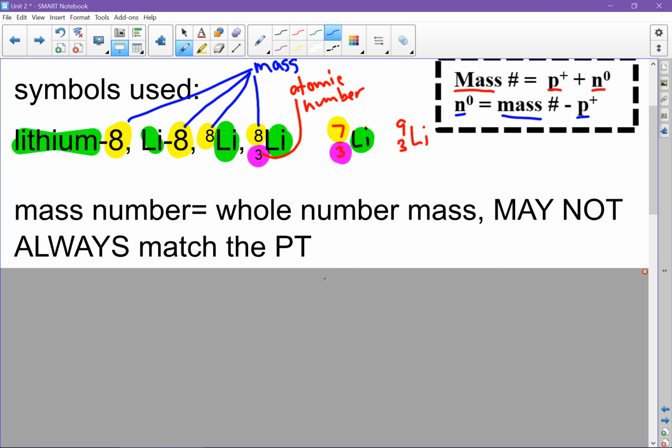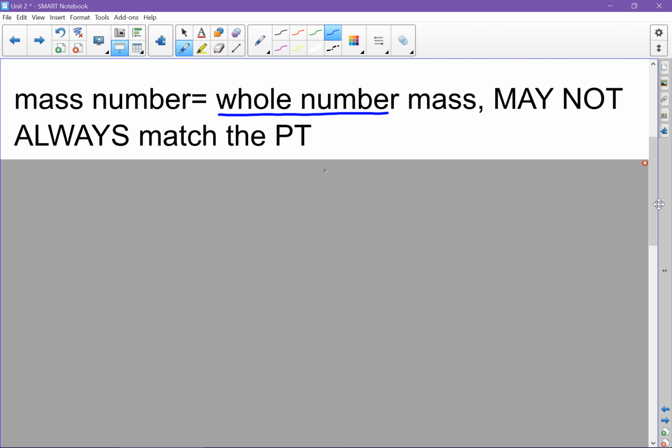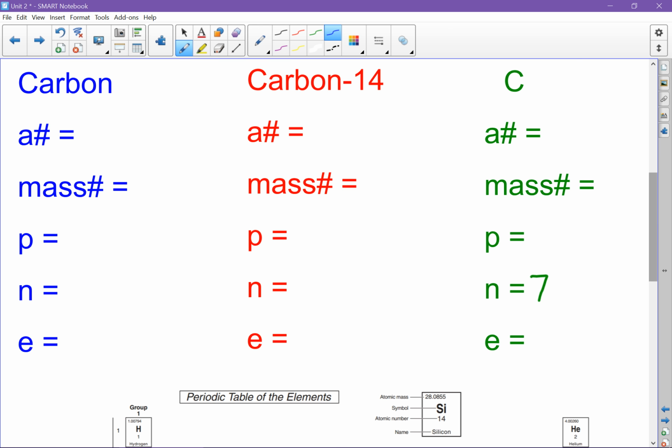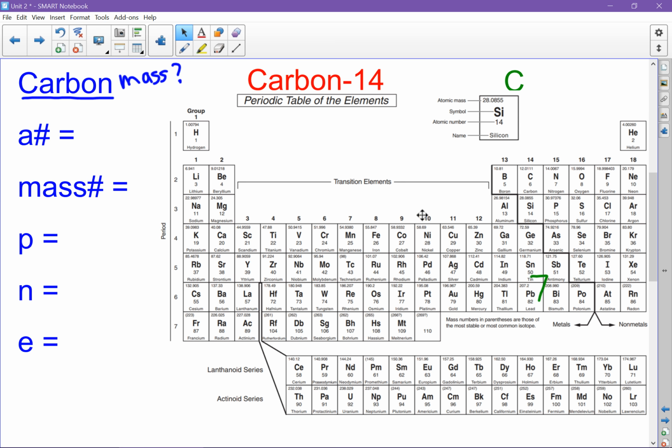So here's the trick. The mass number, remember, it has to be a whole number. You don't want to have any decimals, but it might not always match what's on the periodic table. It's possible for the weight of that atom to change and be different than what the periodic table says. So here's how that looks. We're going to look at some isotopes of carbon. And so notice in the first example it just says carbon, and that means that I have no idea what the mass is. If you don't know, then you have to go to the periodic table. Okay, so find my periodic table. Here's carbon right here. And we can find all the information that we need.